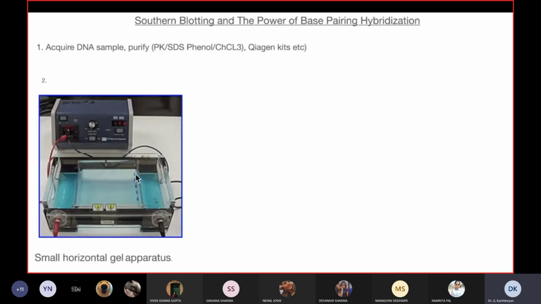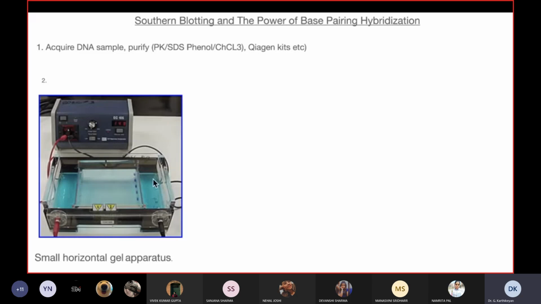And you have to run your DNA sample in some sort of gel. This is an agarose gel. This is a small horizontal gel apparatus. Notice it's got a power supply, and it's got a negative pole over here with the black lead, and a positive pole with the red lead. The DNA is always loaded at the negative pole because it always wants to run towards the positive pole. The reason is that the net charge on DNA is negative because of the phosphate groups.